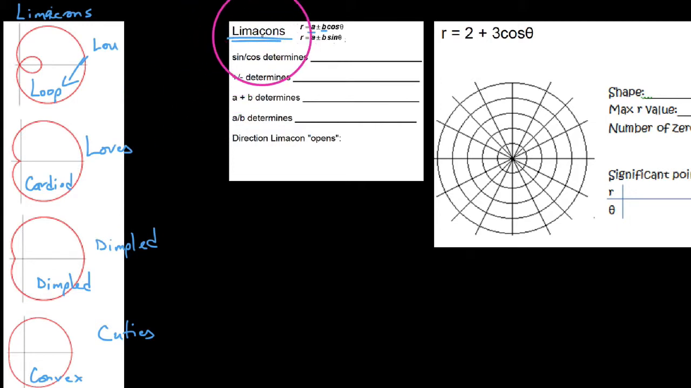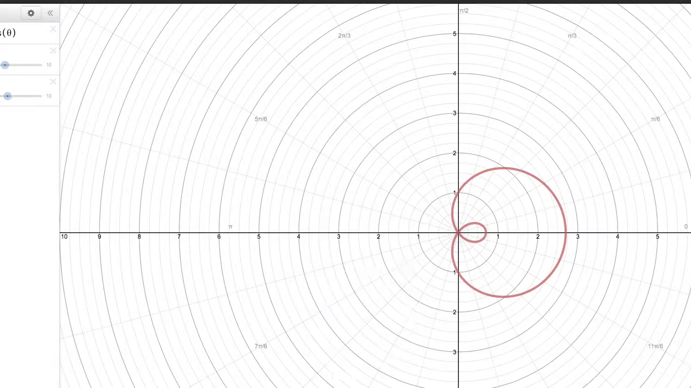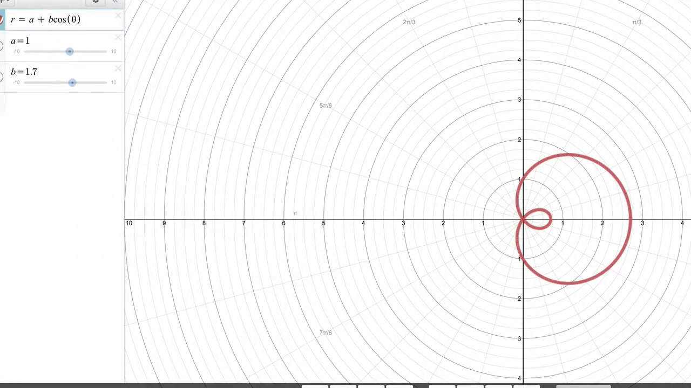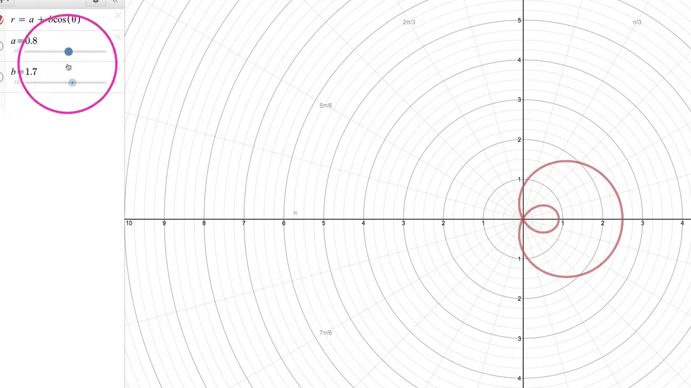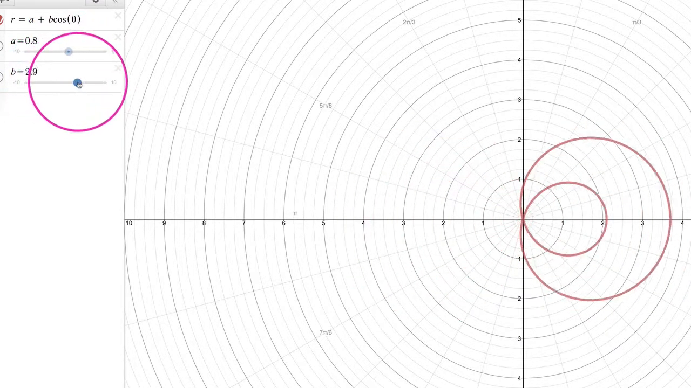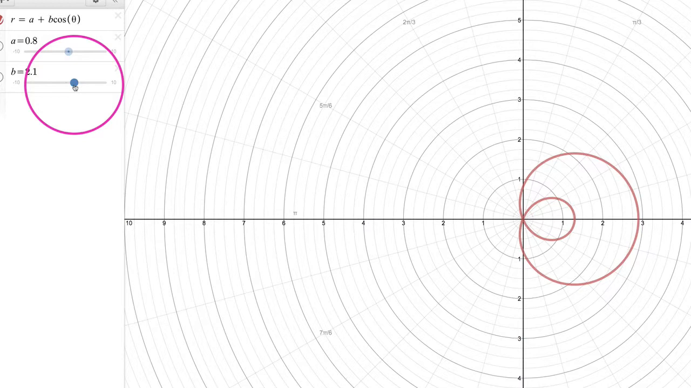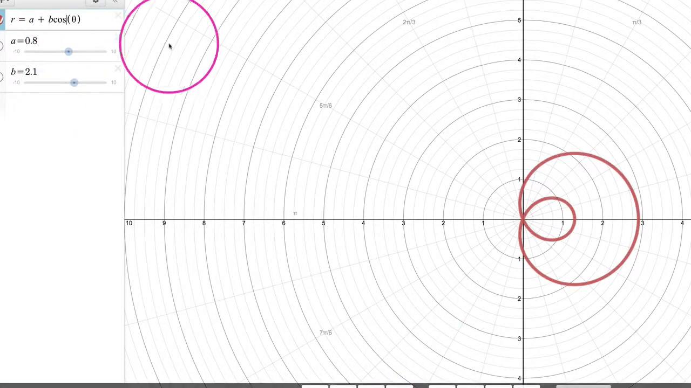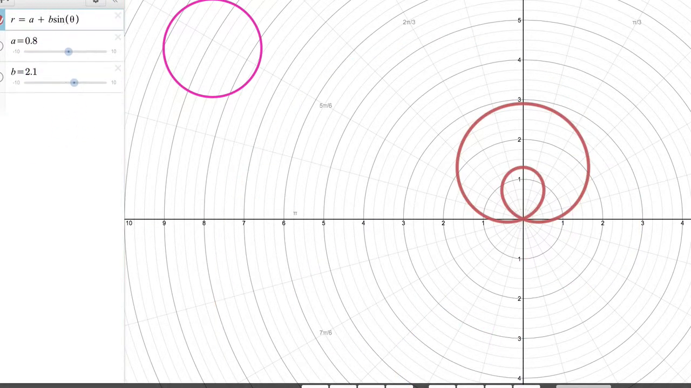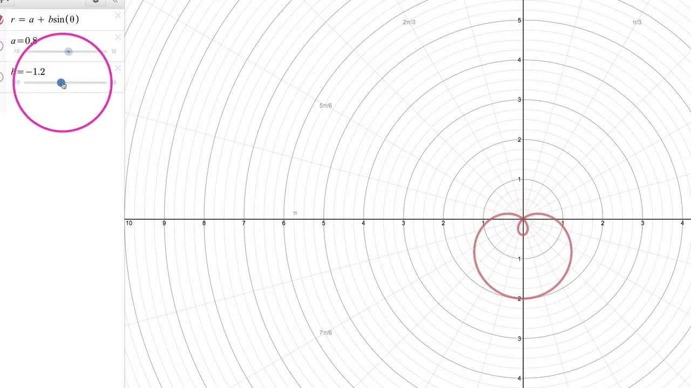So here's what we're going to do. We're going to look at the shapes of these graphs, starting with what effect sine and cosine have. I want to point out something we should already know: if it's a cosine graph, then it has symmetry with respect to the polar axis, or the x-axis. So if this is a cosine graph, we have something symmetrical with respect to the x-axis. If I were to make this a sine graph, it would be symmetrical with respect to the vertical axis, and we can see how that affects it here.